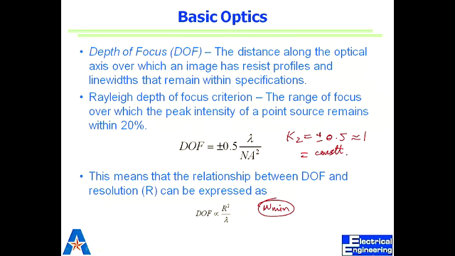This is along the optical axis over which an image has resist profiles and line width that remain within specifications. So it has to be within 20% of the peak intensity, because if you go beyond that, we are basically losing energy. If you are here or you are here, you are losing energy. This is where the maximum energy transfer would occur, at this plane. So within 20% is where we can get it exposed.